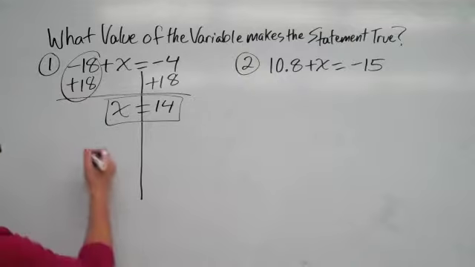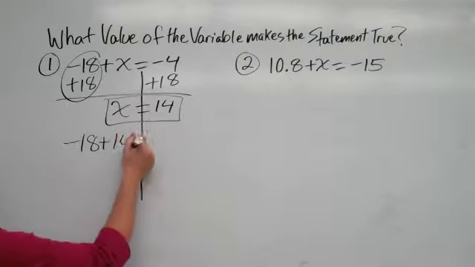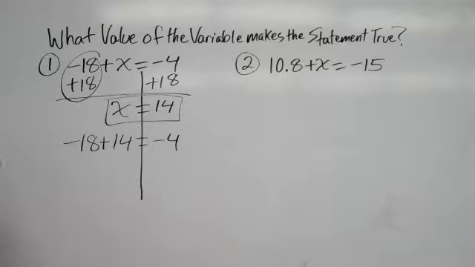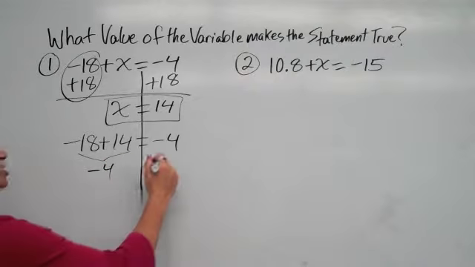Let's check. All right, my original problem was negative 18 plus x, which is now a 14. Does this, in fact, equal negative 4? Well, what's negative 18 and 14? I have a positive and a negative. They're opposite signs, so I subtract. Do I have more positives or more negatives? I have more negatives. This does equal negative 4, so check.